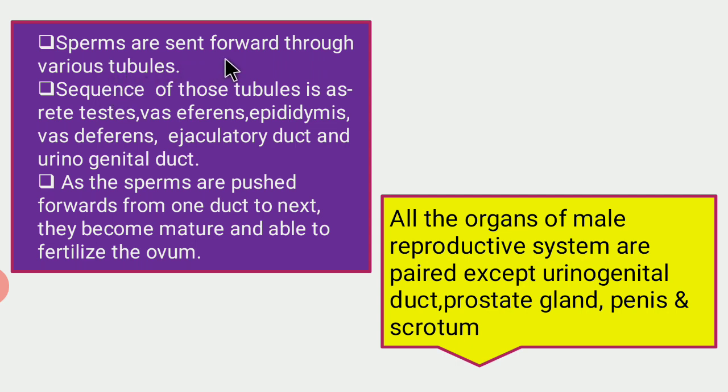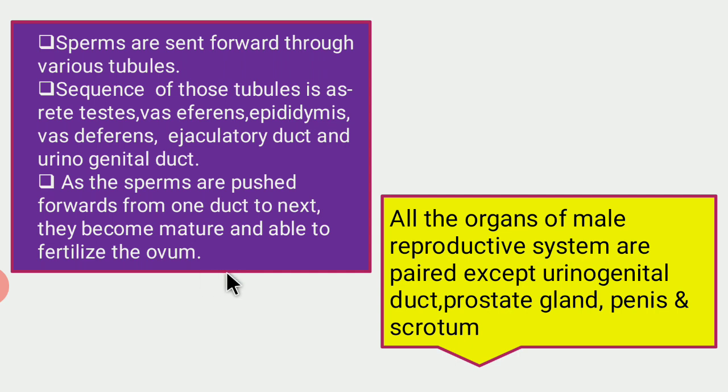Once sperms are formed, they are sent forward through various tubules. The sequence of these tubules is rete testis, vas efferens, then epididymis, vas deferens, then ejaculatory duct, and the urinogenital duct. The urinogenital duct means the penis. As the sperms are pushed forward from one duct to the next, they become mature and able to fertilize the ovum. Means from the epididymis to the sperm duct to the ejaculatory duct, and from the ejaculatory duct to the urinogenital duct, one by one, they become more and more mature.